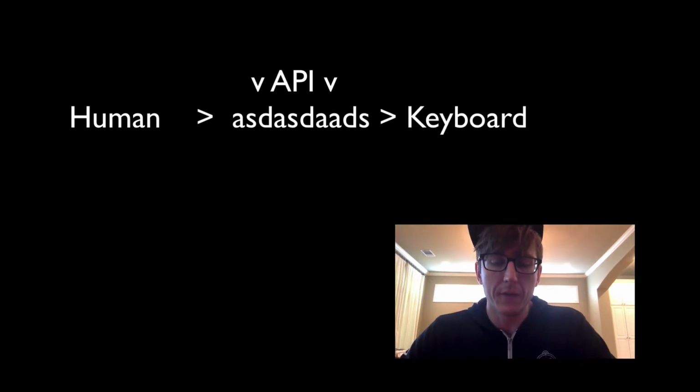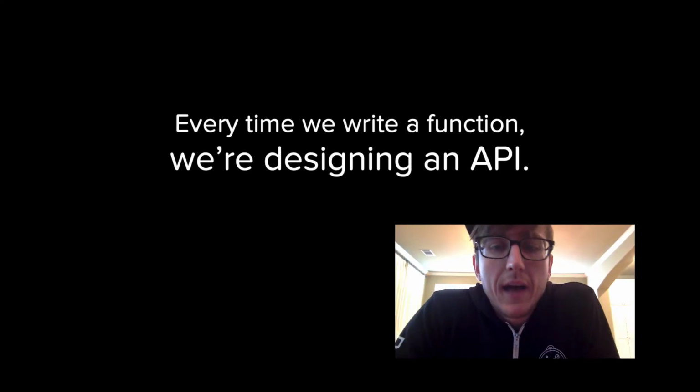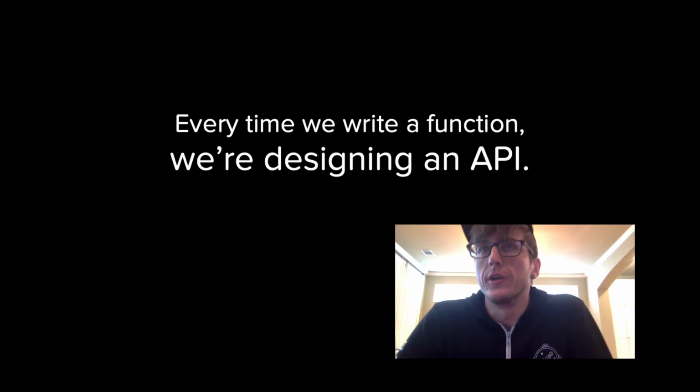And yeah, like Waterline is a perfect example. The .create method in Waterline that lets you create a new record of some model. But we don't design most of the APIs we use. Every time you're typing on a keyboard, that's like an API between you and the keyboard, right? You're using the keyboard API to talk to the computer. Every time we write a function, we're really designing an API.